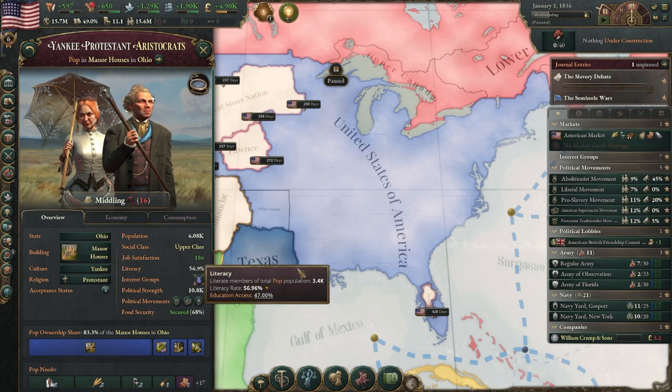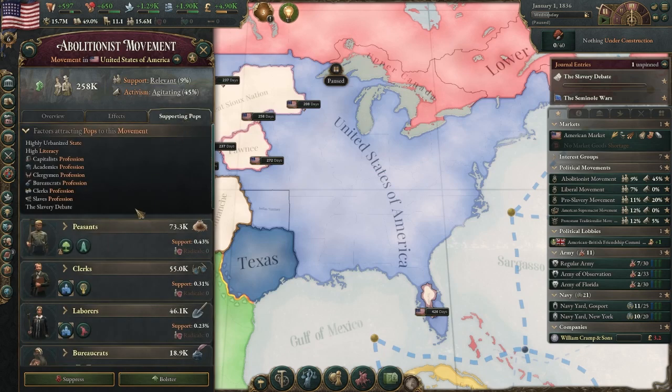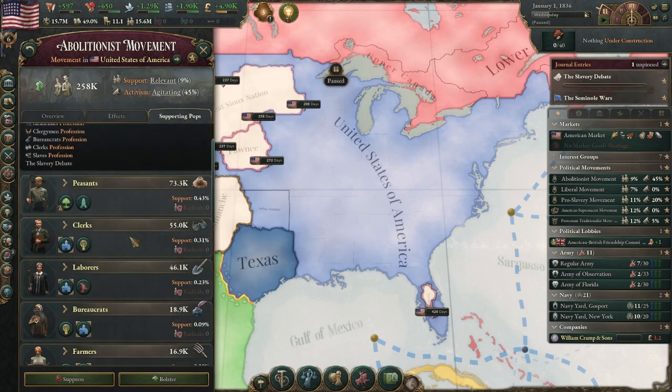If you really want to dive into the specifics of this, you can click on the movement and then click up here on the supporting POPs tab, and you'll get a breakdown of what POPs are supporting the law, and you can get an idea of their political strength.